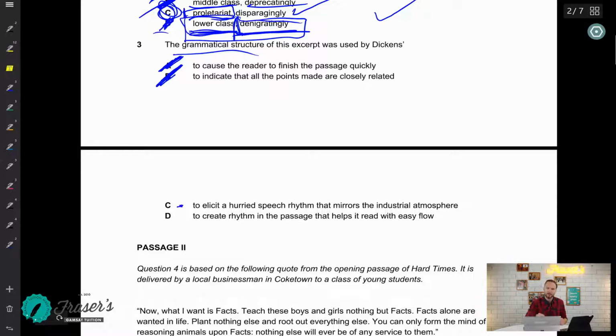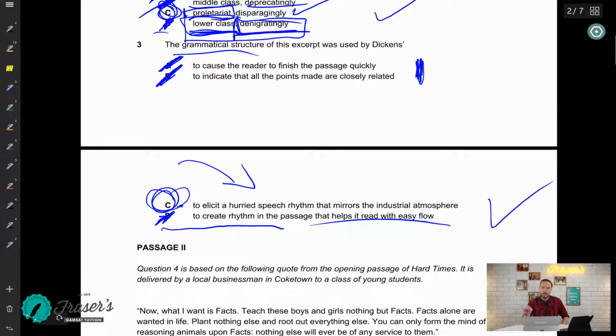So we've got an effect of the grammatical structure in terms of the poetry of the piece, rather than these two, which are describing literal things to do with the reader, not the piece itself. So we have D, to create the rhythm in the passage that helps it read with easy flow, same deal, leaving us with C. It's the only one that talks about the poetic effect of the text itself.